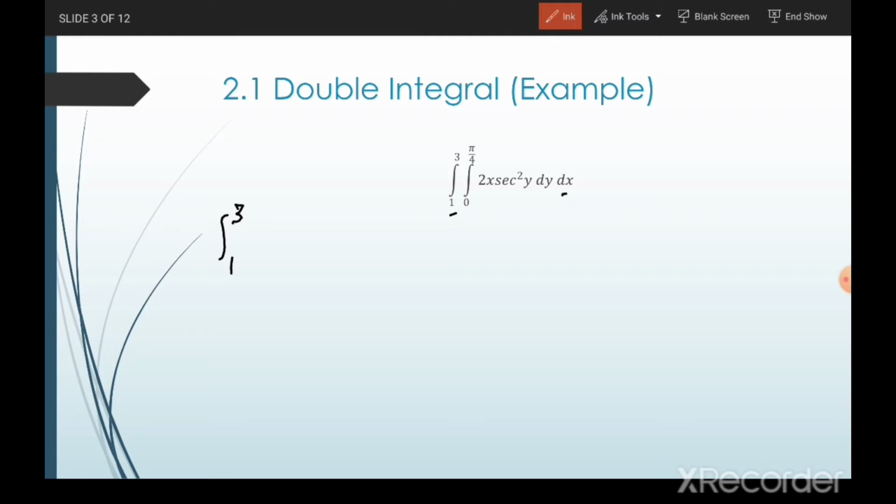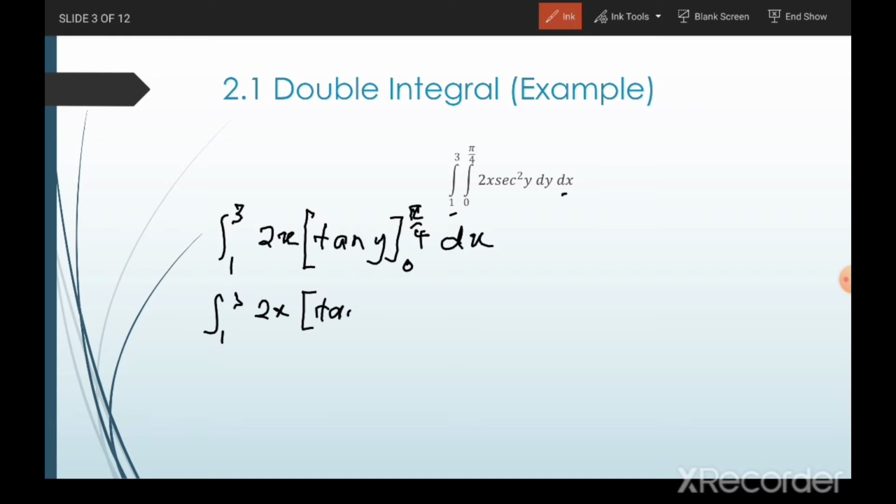Then 2x. Then we need to integrate secant squared y. So we refer to the trigonometric tables, it is tangent y, and the interval is 0 to pi over 4. Then dx. Don't forget to write the dx. Then tangent y, we include tangent pi over 4 minus tangent 0, and dx.